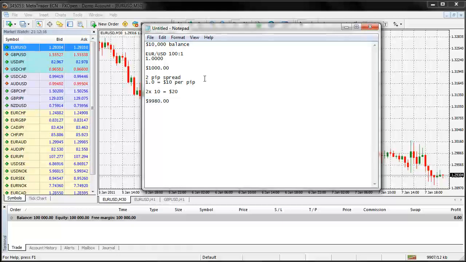But my free margin should be the equity minus the price that it cost me to open up, which is 1,020. So we need to say 8,980, and this equals my free margin. Sorry, that's the wrong way around. Equity, free margin.